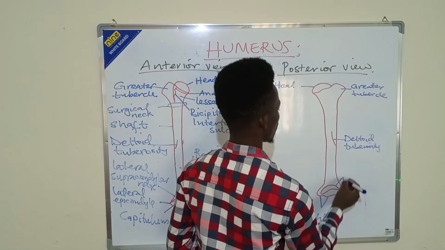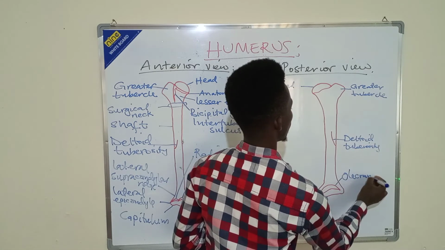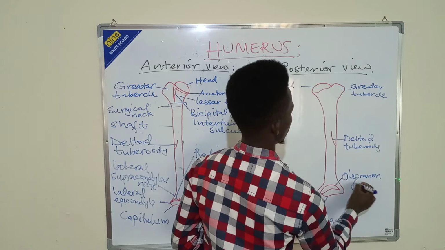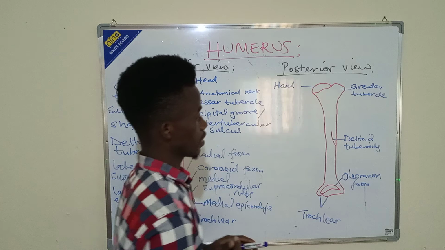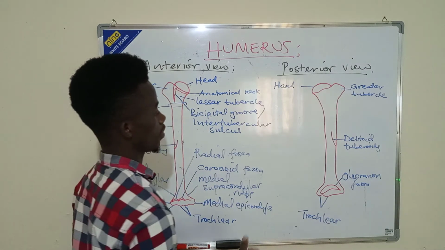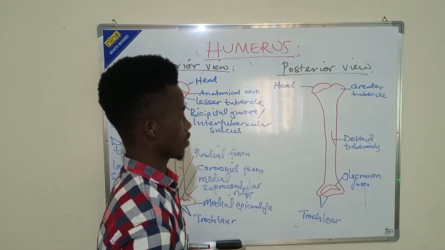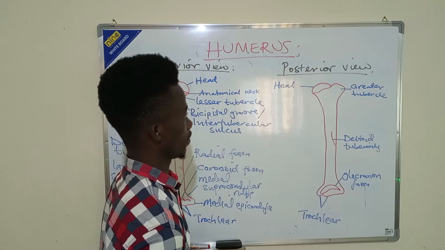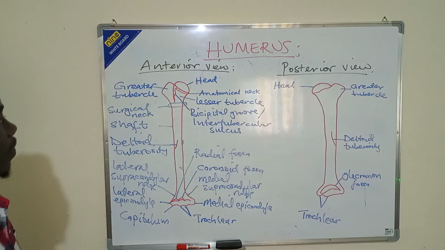Then this big depression is known as the olecranon fossa. And the olecranon fossa is important during extension of the forearm. When you extend the forearm, it provides a point of insertion for the olecranon process of the ulnar bone of the forearm. And that's the sum of the important features on this bone.